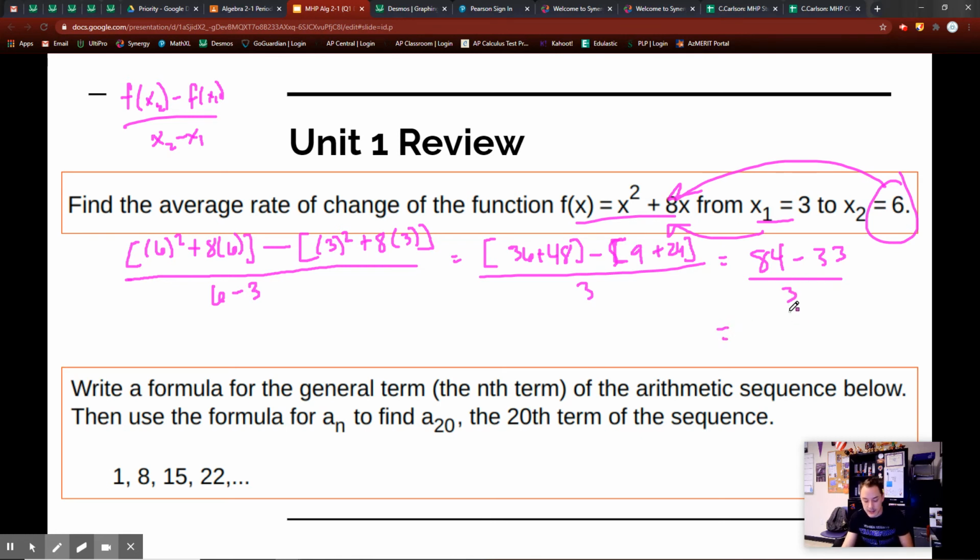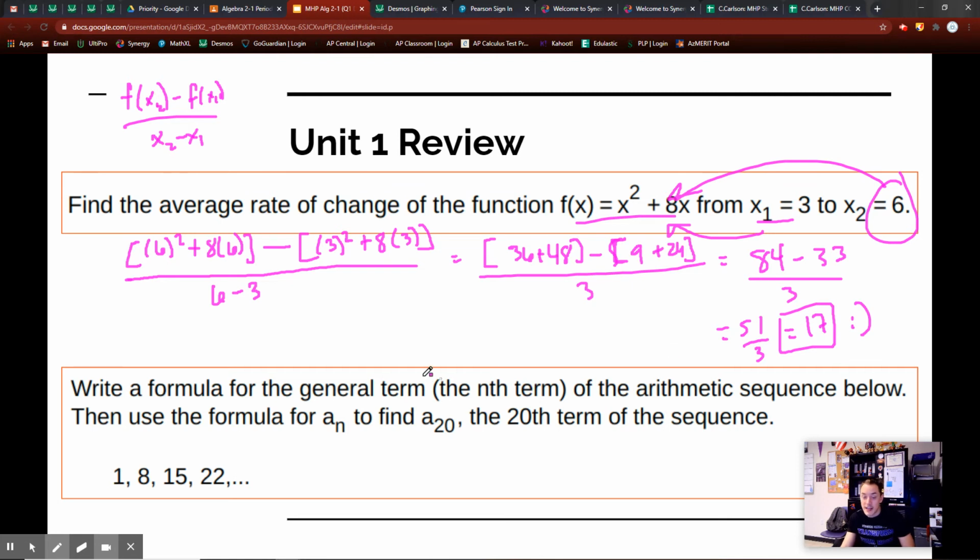84 minus 33 is 51. Divided by 3 is 17. So 51 divided by 3 equals 17. So that is my final answer. That is my slope, technically. My secant line, if you remember, the slope of my secant line at that question.